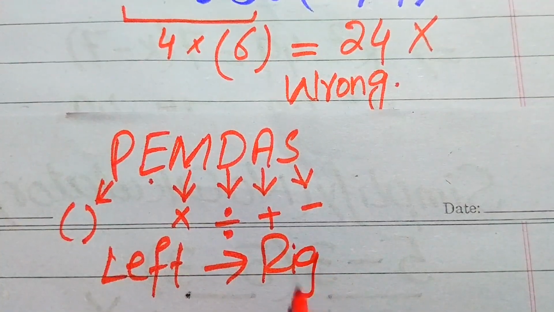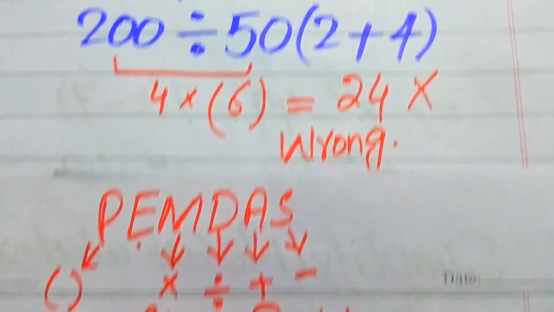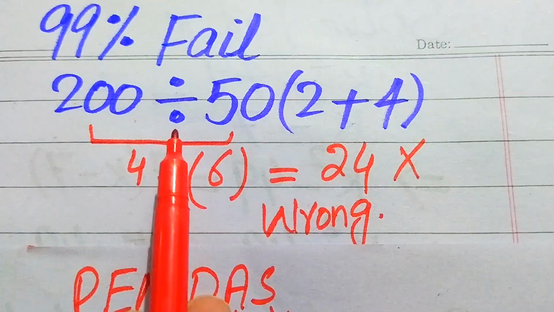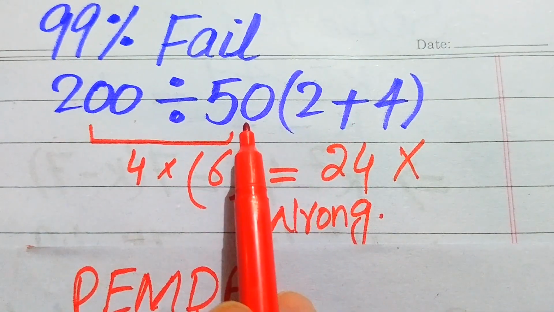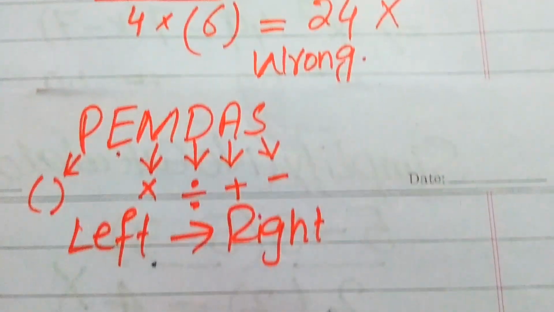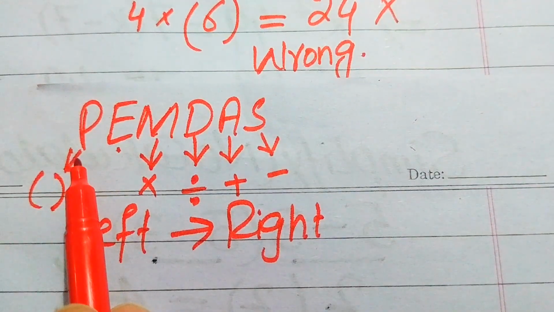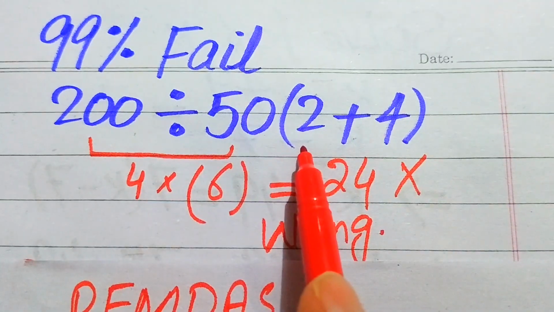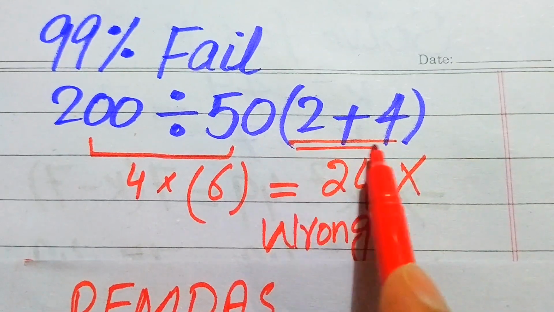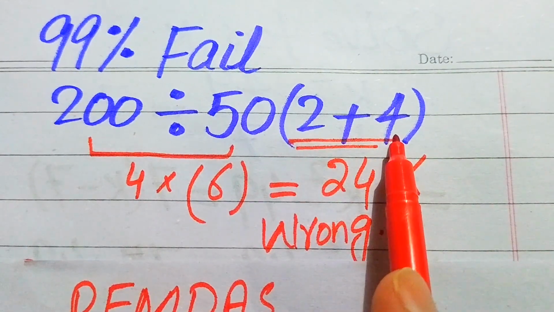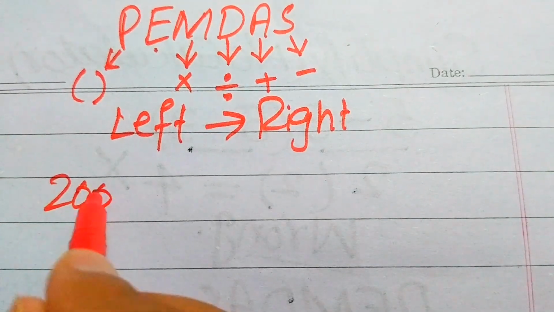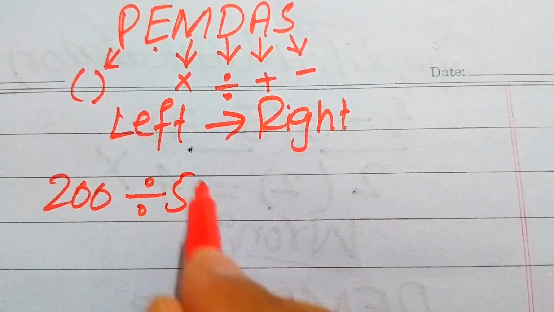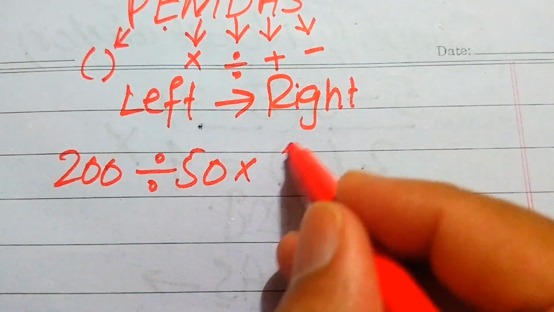First we focus on the question statement, and you see that we have three operations: division, addition, and parentheses. The first priority is the parentheses. It means the very first step is to solve these parentheses. So 2 plus 4 becomes 6, and we write all the other terms as they are. So we have 200 divided by 50 multiplied by 2 plus 4, which becomes 6.